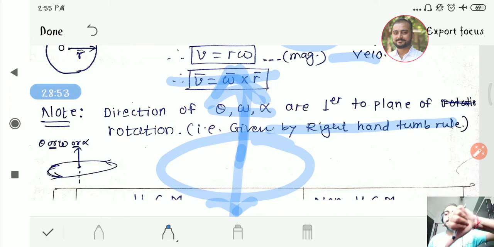But when thumbs down, in that case the direction of the particle is clockwise, that is downward, so theta, omega, alpha have direction in the downward direction, along the negative side. Okay, so in this manner we can obtain the directions of all these theta, omega as well as alpha, where alpha is the angular acceleration.